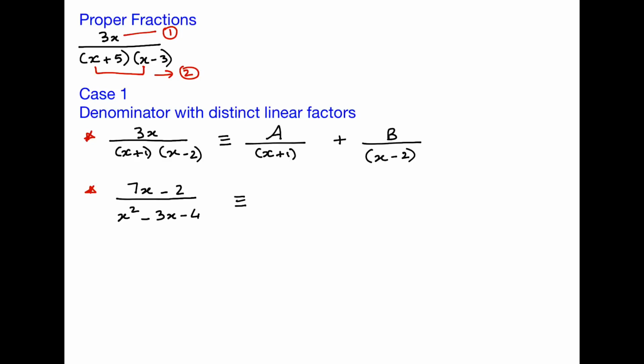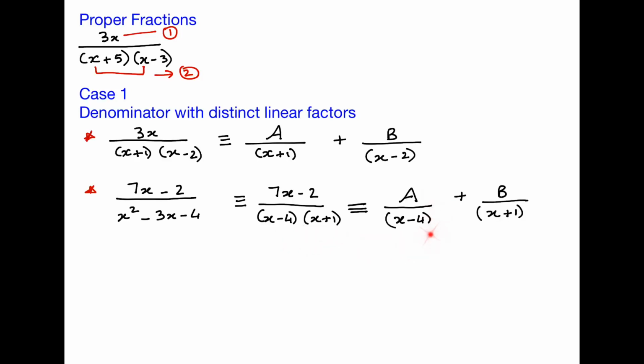In another example, we have here 7x minus 2 divided by x squared minus 3x minus 4. This is a quadratic equation. Before you solve it, the first thing you are supposed to do is factorize it. Once you factorize it, you will write it in the standard form, resulting in A over x minus 4 plus B over x plus 1.